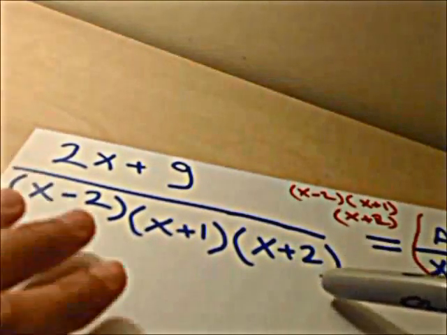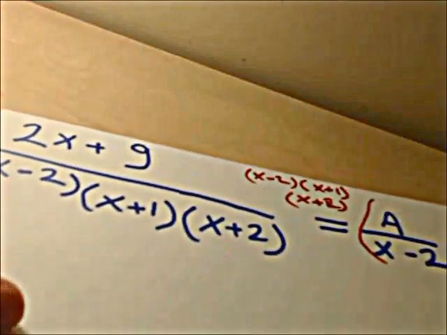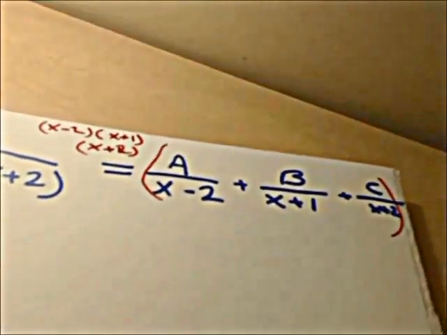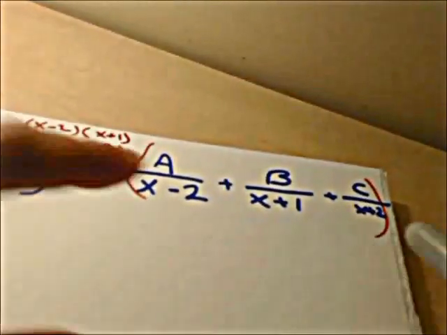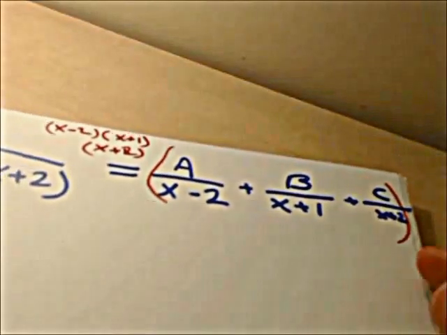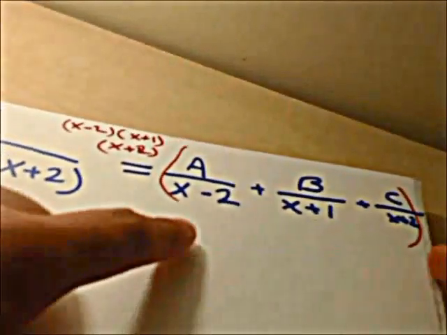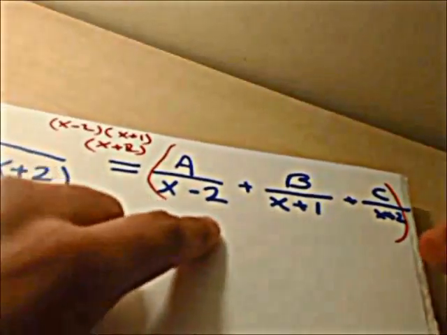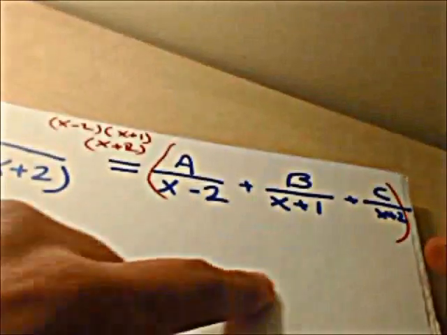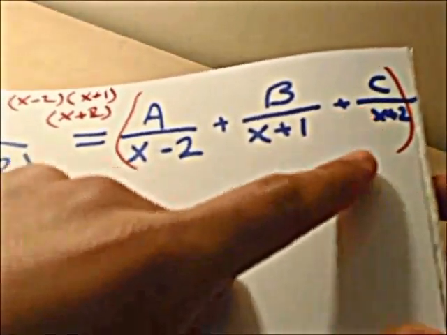But since we've got three pieces in the factors, three parentheses, three factors, then we also need, as a result, three partial fractions, A, B, and C, and each one would take one piece of the three. So x - 2 would go to A, x + 1 would go to B, and x + 2 would go to C. Sorry, I was running out of space.